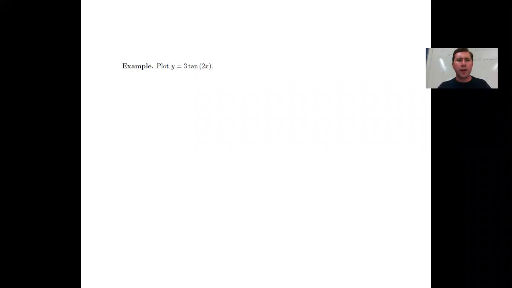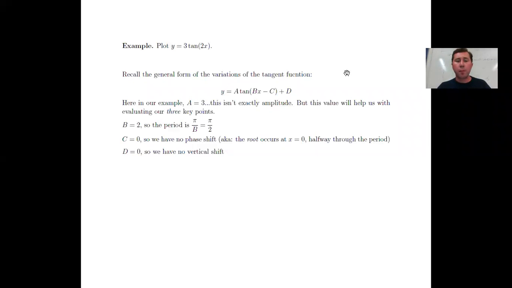Hey everyone, let's take a look at an example of plotting a tangent graph. In this example, we'll plot y equals 3 tangent of 2x. Recall the general form of the variations of a tangent function looks like a tangent of bx minus c plus d. Here in our example, a is 3 and b is 2.